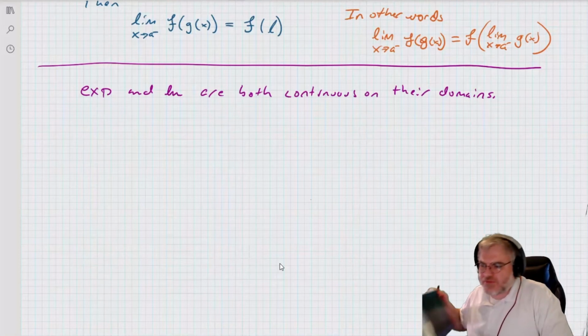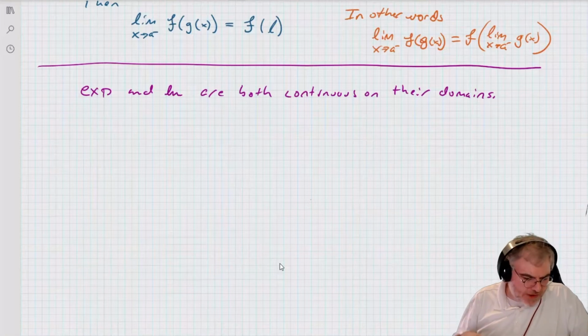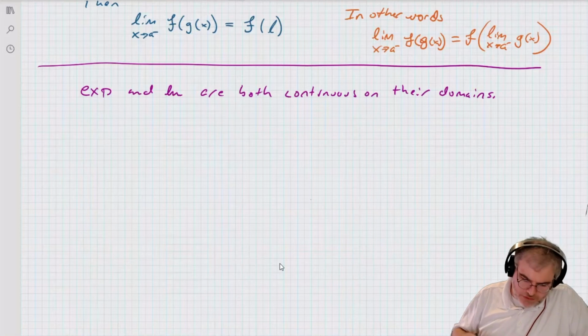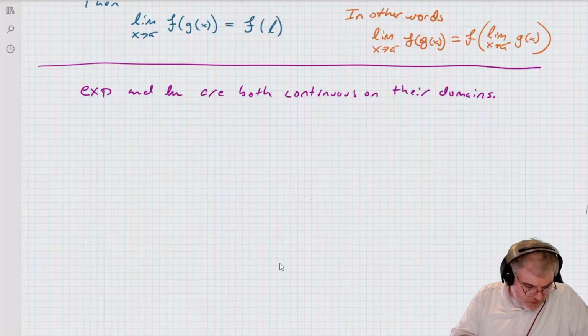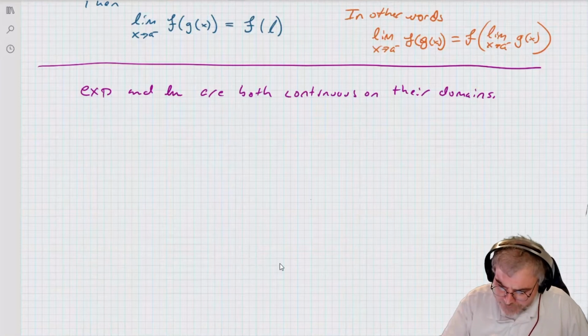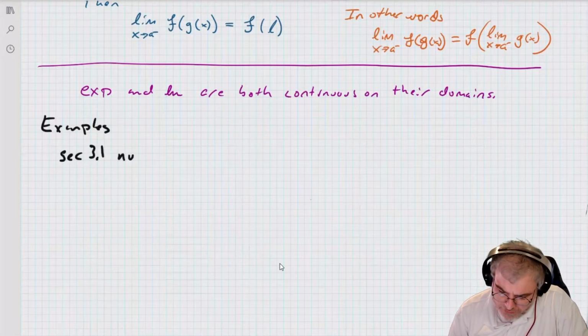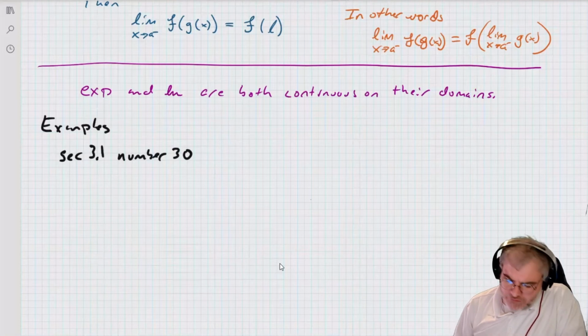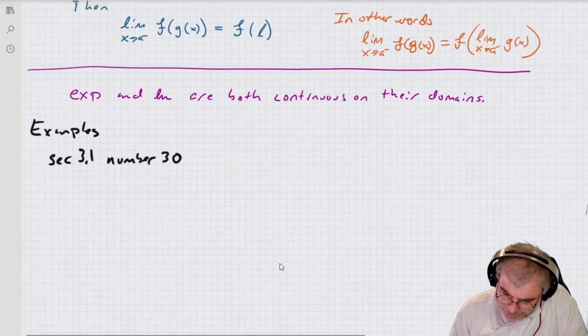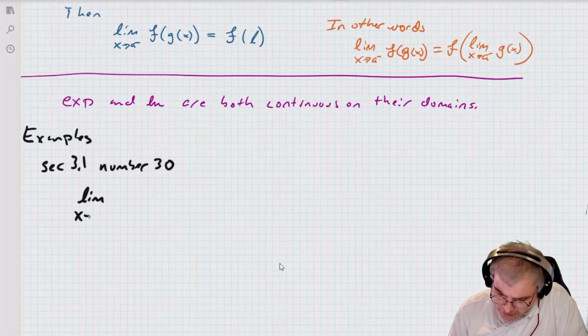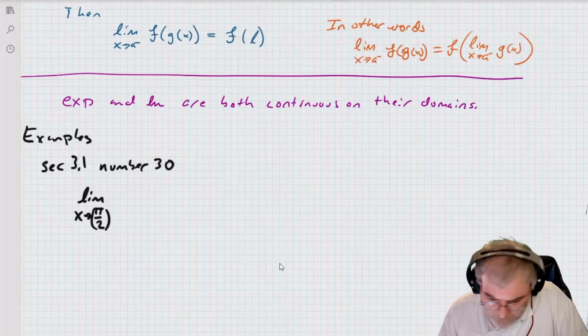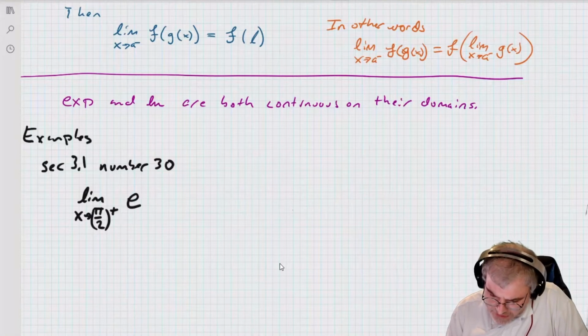To do some examples, there are a couple of these in your book. Let's talk about a few of these. Here is one, number 30 from section 3.1. The question is as follows: the limit as x goes to pi over 2 from the right of e to the tan of x.